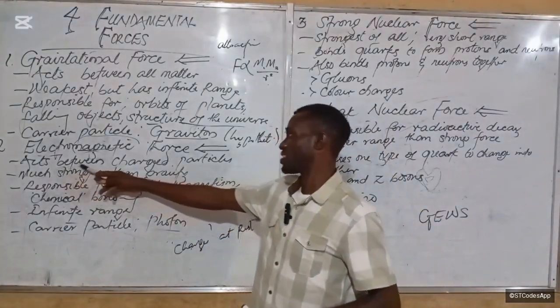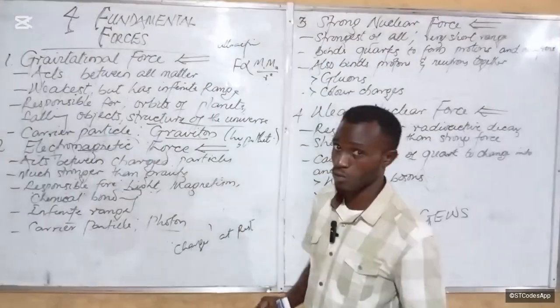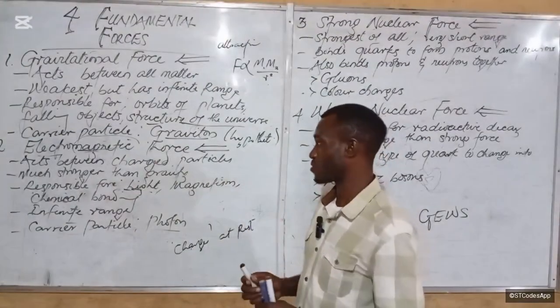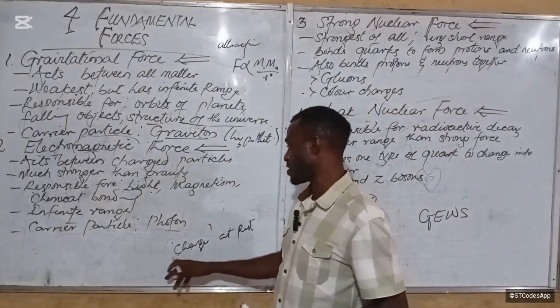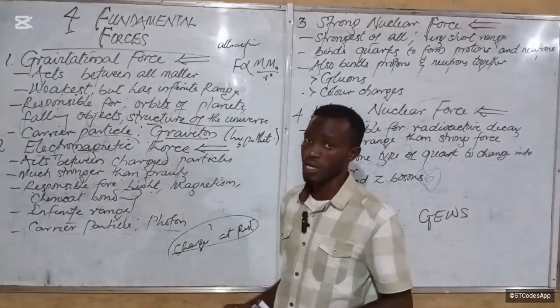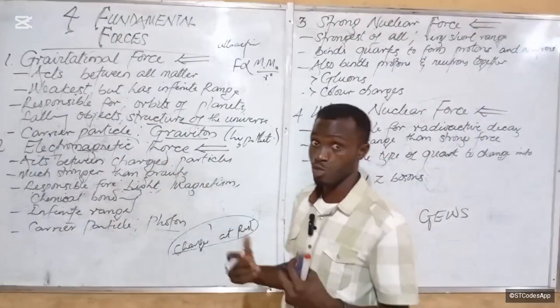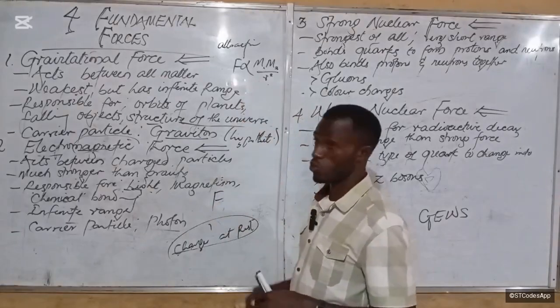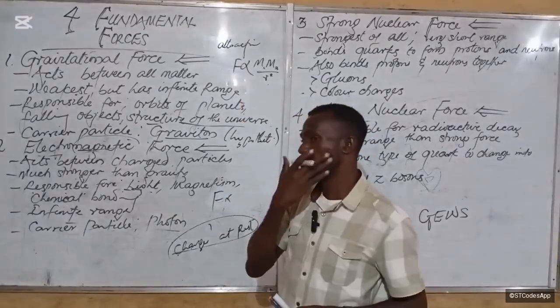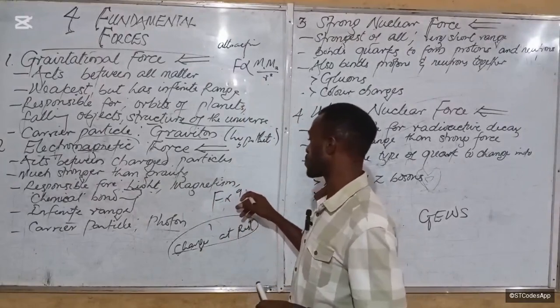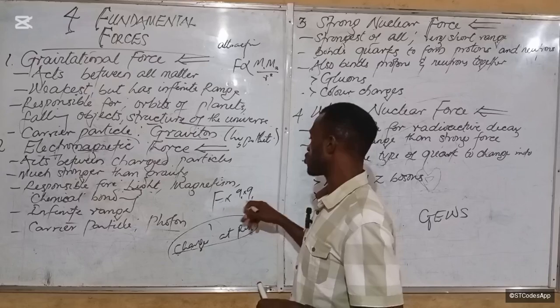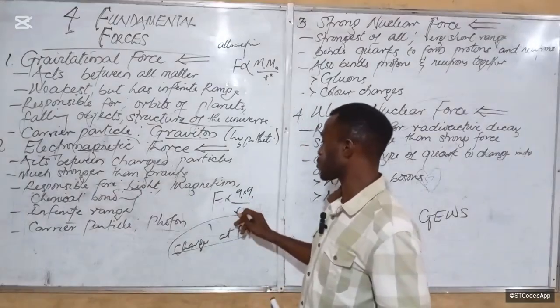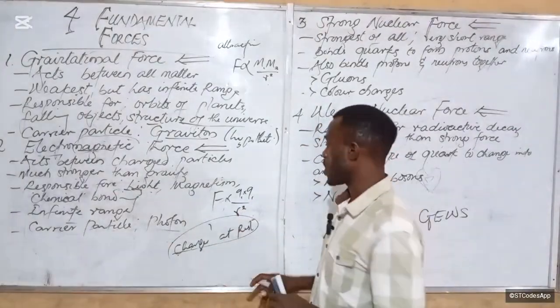So it acts between charged particles. Coulomb's law explains the magnitude of the force between charged particles, between two charges especially. And it is also another inverse square law. According to it, the force is directly proportional to the product of the two charges, but inversely proportional to the square of the distance between them.